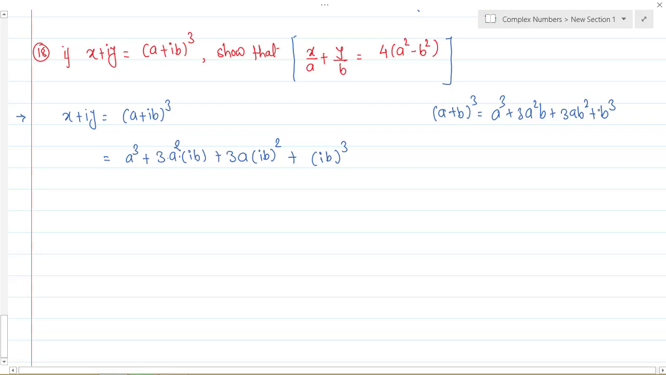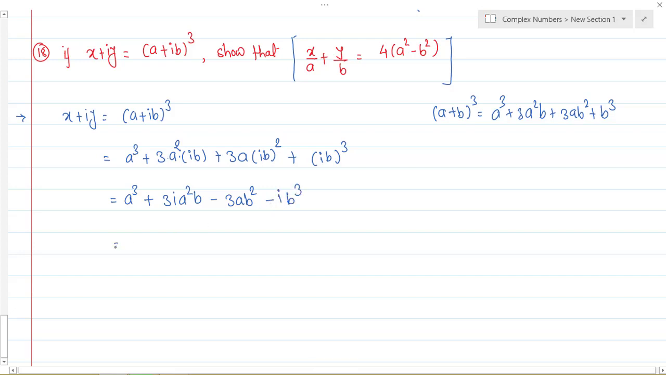This formula I have used here. This is equal to a cube as it is plus 3i a square b plus 3a i square b square. So i square gives me -1, so let's keep that -1. So 3ab square plus this i cube we are having. So i cube is again a -1, so it's a minus of i into b cube.